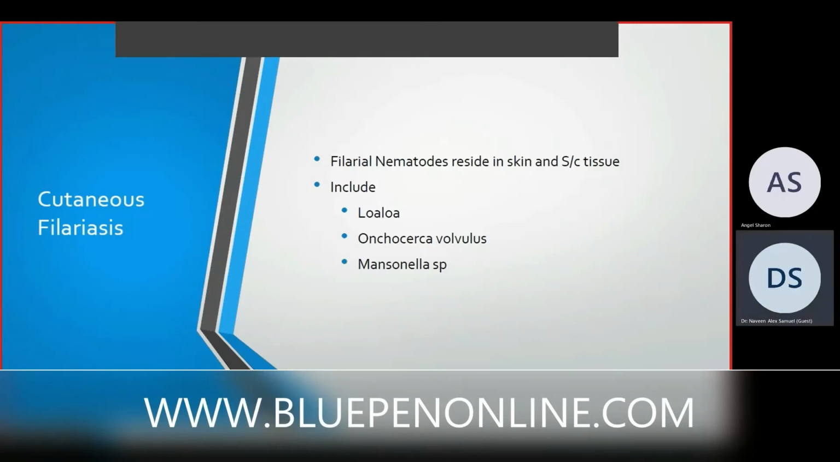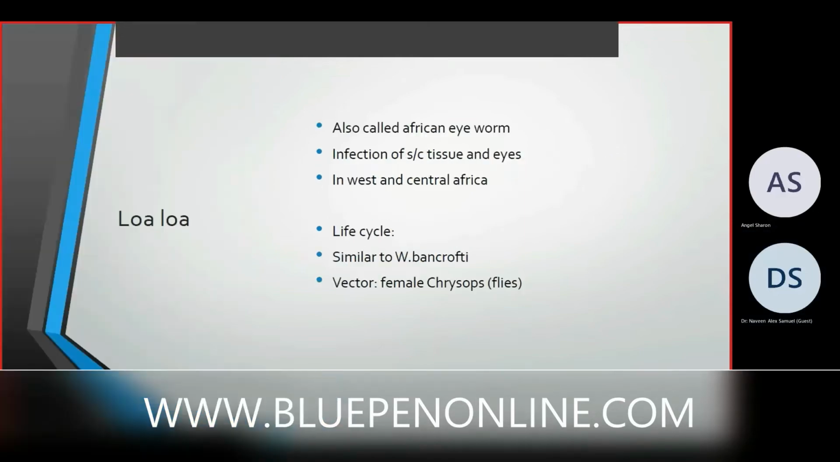Cutaneous filariasis. Cutaneous filariasis is caused by filarial nematodes, which reside in the skin and subcutaneous tissue. It includes Loa loa. Other filariasis are Onchocerca volvulus and Mansonella species. Out of this, the important one is only Loa loa. They might ask you a 2-mark question on Onchocerca volvulus and Mansonella species. Rarely, it's just a side topic of the books.